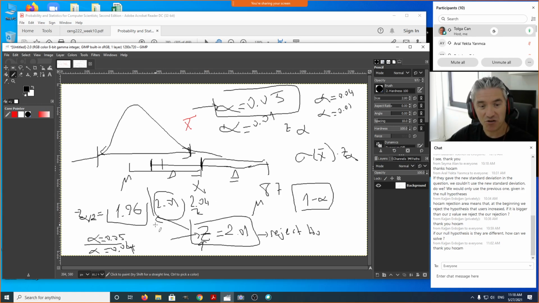Or the z value may be too small. When you compute a z value, it may be 0.01 or something small like 0.2. It's very close to 0. Again, even if you have a low confidence, you will still accept the null hypothesis.